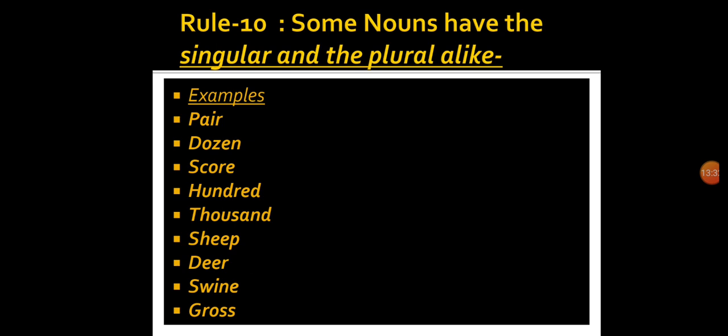Now see rule 10. Some nouns have the singular and the plural alike. See the examples. Here is the word pair. Both in singular number and in plural number, its form does not change. It becomes similar, alike in singular and plural. See, dozen, score, hundred, thousand, sheep, deer, swine, gross.